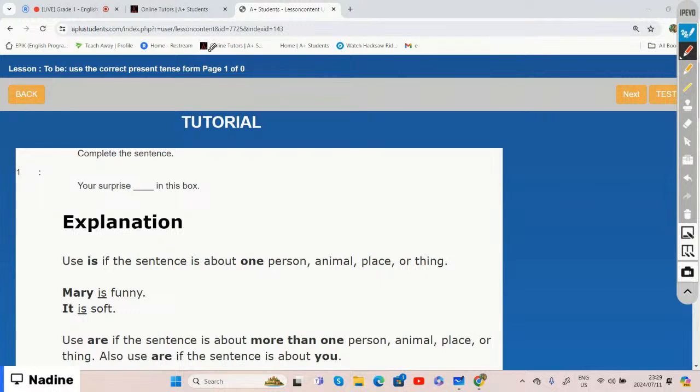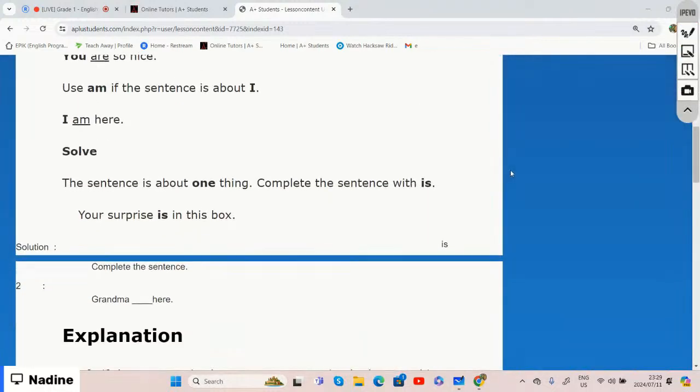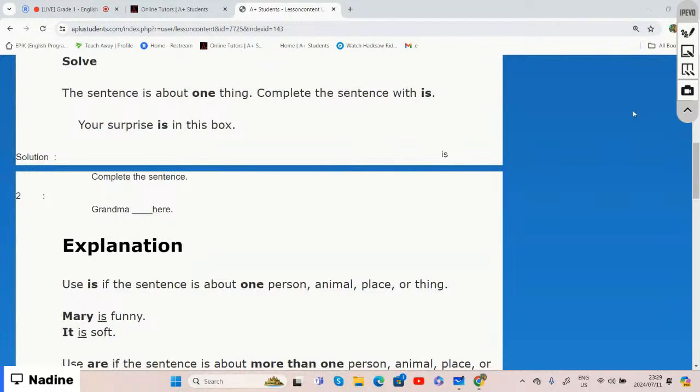All right, and if we were to choose the correct form, we will say, your surprise is in the box, because we are making mention of one person, right? So your surprise is in the box. So is our correct form. All right, yes.